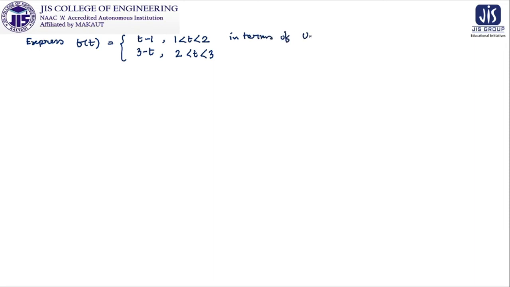Here our problem: we have to express f(t) is equal to t minus 1 for 1 less than t less than 2, and 3 minus t for 2 less than t less than 3, in terms of unit step function and find its Laplace transform. So this is our problem. Now we are going to find out the solution.